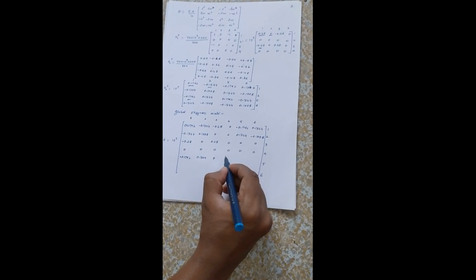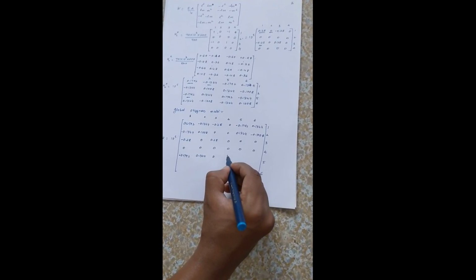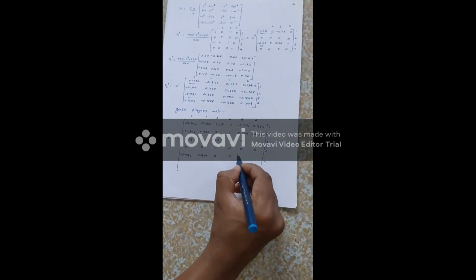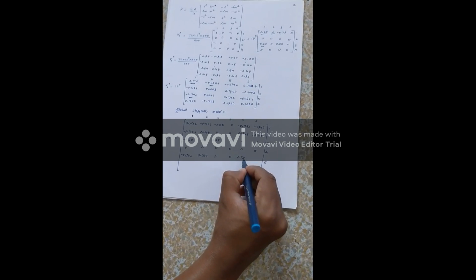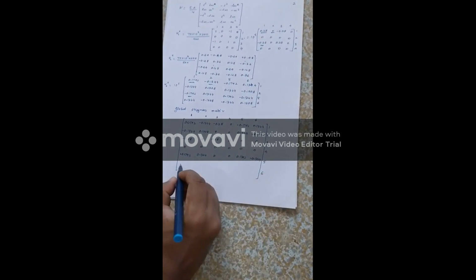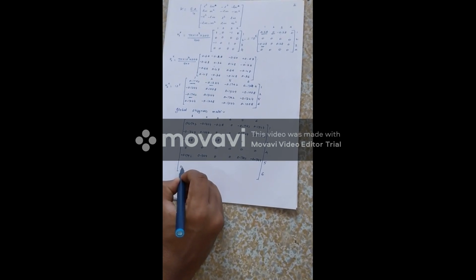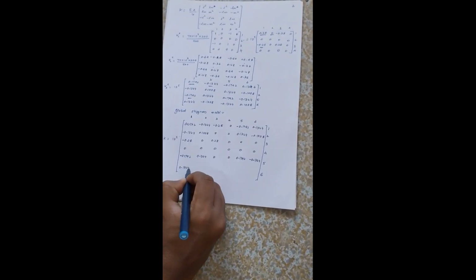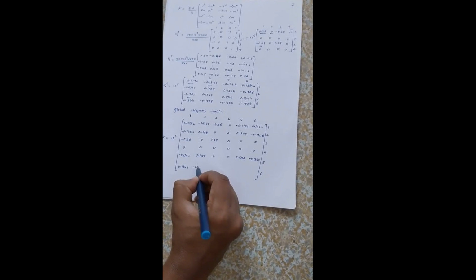3 cross 5 is 0. So 4 cross 5 is also 0. 5 cross 5 is 0.1792. 6 cross 5 is 0.1344. So similarly 1 cross 6 is 0.1344. 2 cross 6 is minus 0.1008.